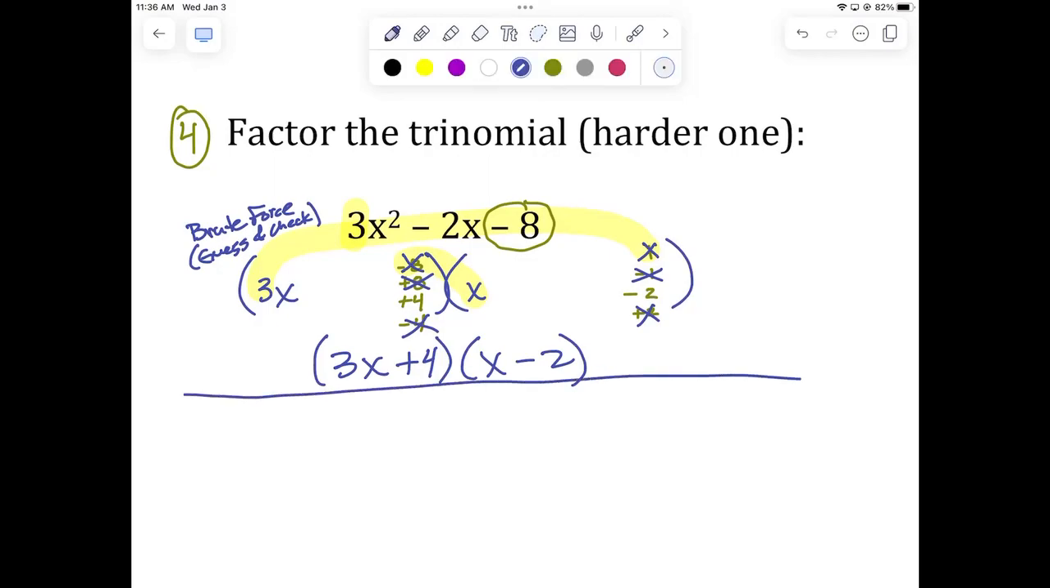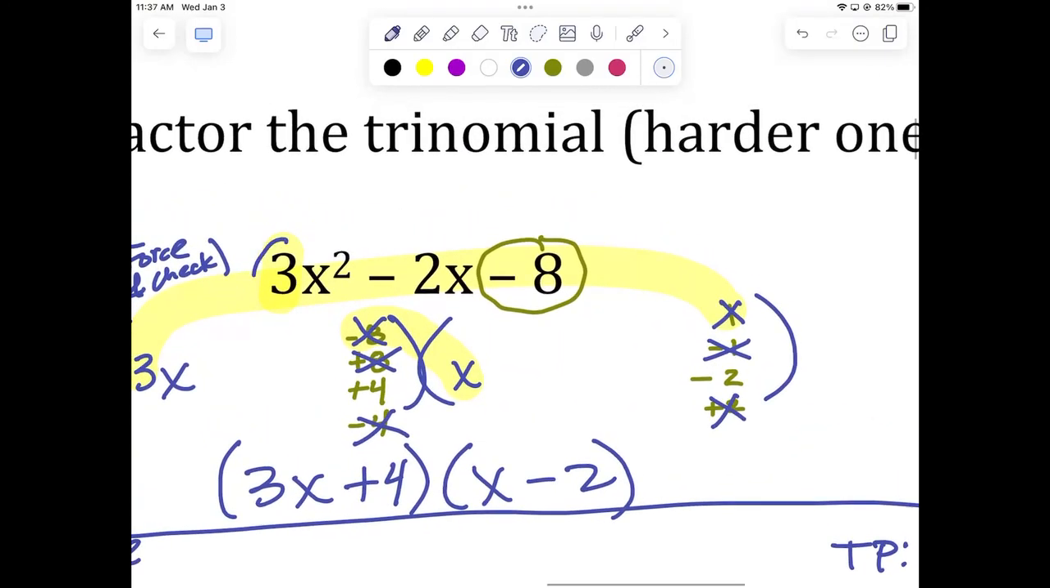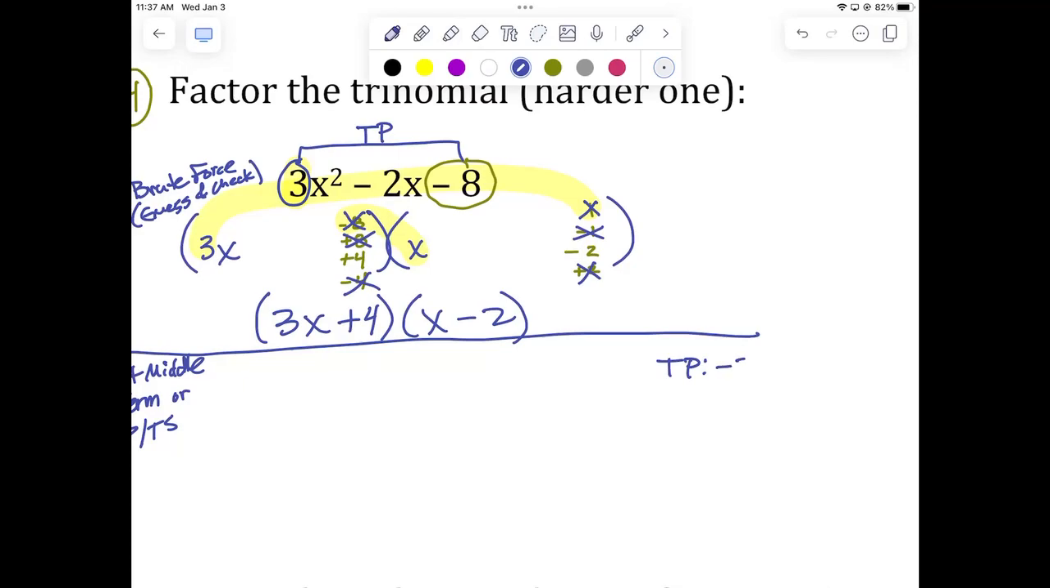Or the other way to do it, this is called split the middle term. Or sometimes what I call target product, target sum. So here's what we need to do. Off to the side, we need to get our target product. Your target product is always going to be the product of the first and the last, the leading coefficient and the constant. What is 3 times -8? -24.